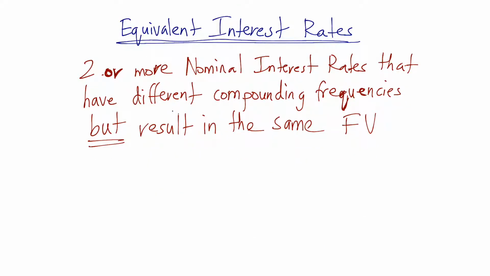So we talked about effective interest rate. Now we'll talk about equivalent interest rates. The word equivalent on its own just means equal in value. When applied to interest rates, we're talking about two or more nominal interest rates, and they can have different compounding frequencies, but they still produce the same amount of interest in total, which means they also produce the same amount of future value.